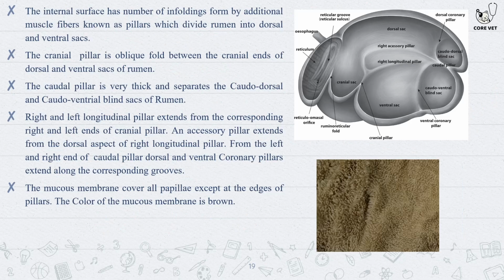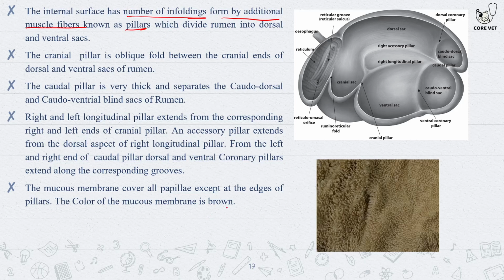Now moving on to the internal surfaces. The internal surface of the rumen is also not that complex, but a small complexity is there: the internal surface has a number of enfoldings. These enfoldings are formed by additional muscle fibers known as the pillars.